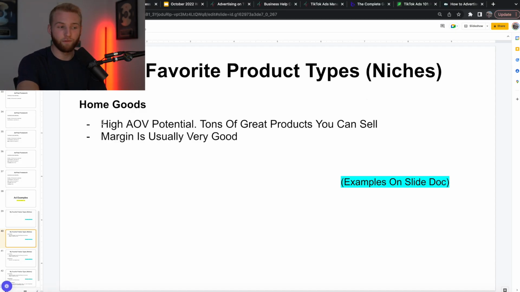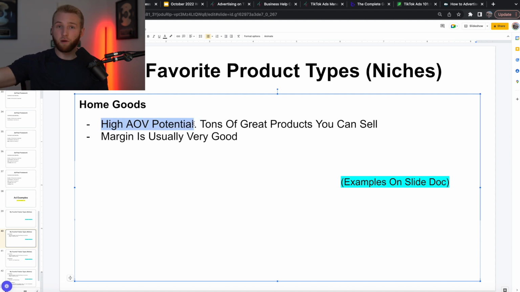You also have a super high average order value potential. People spend a lot of money on their house, on entryway tables and Polaroid cameras and decor for their kitchen and the dining room table and for their office and whatever, right? Tons of great products you can sell. I mean, the market there is insane. The margin is also usually very good and you can do what's called premium pricing. So you can be a price leader. You can outpace Amazon because if you brand it the right way, people want your stuff.